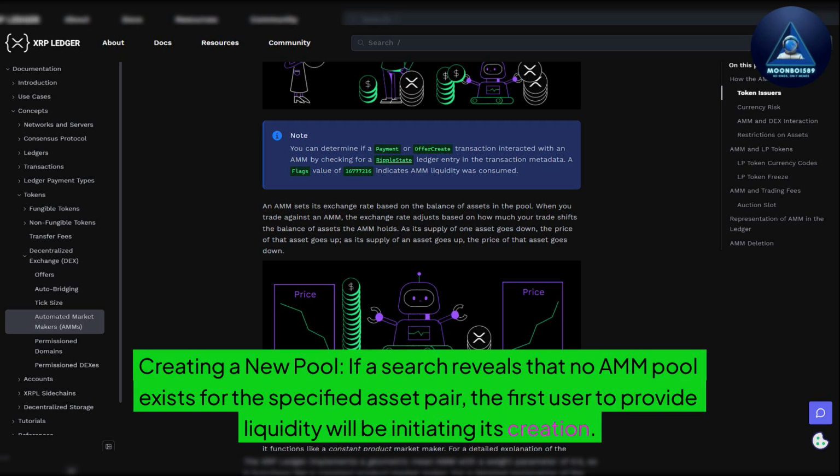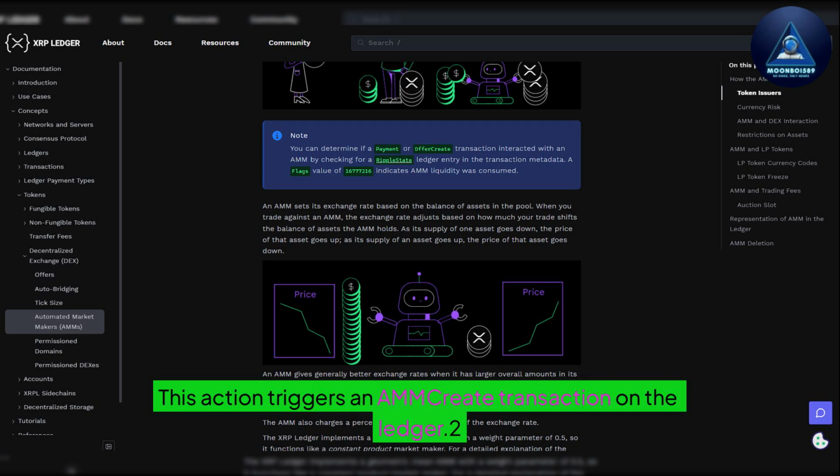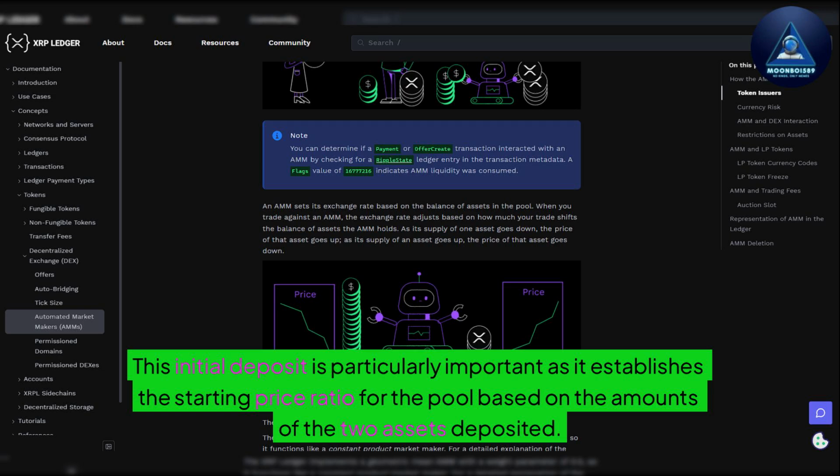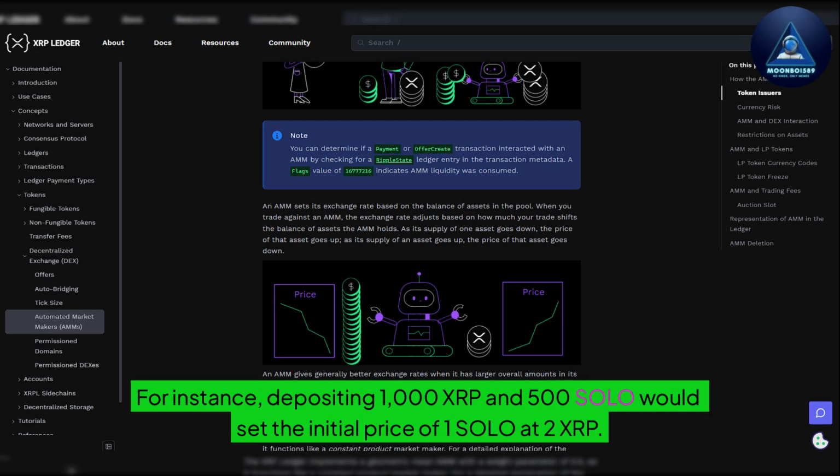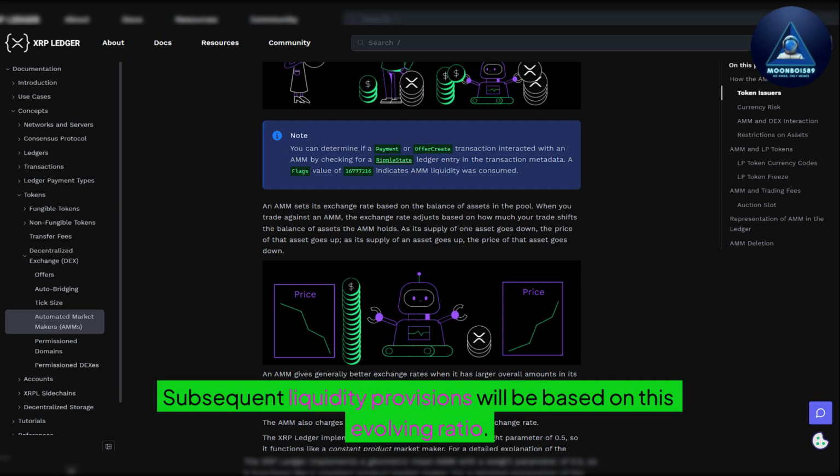Creating a new pool. If a search reveals that no AMM pool exists for the specified asset pair, the first user to provide liquidity will be initiating its creation. This action triggers an AMM Create transaction on the ledger. This initial deposit is particularly important, as it establishes the starting price ratio for the pool based on the amounts of the two assets deposited. For instance, depositing 1,000 XRP and 500 Solo would set the initial price of 1 Solo at 2 XRP. Subsequent liquidity provisions will be based on this evolving ratio.